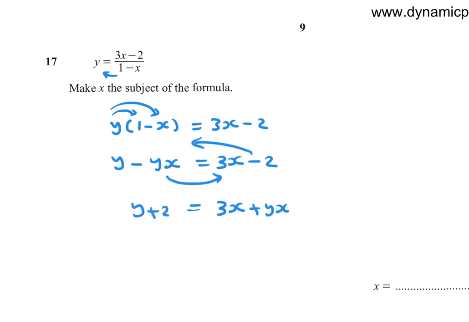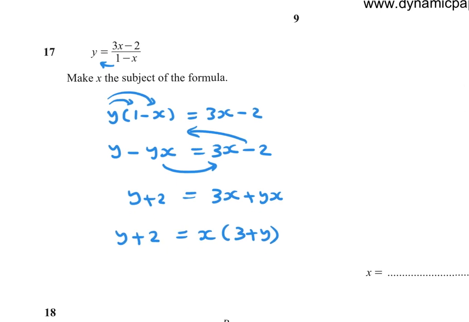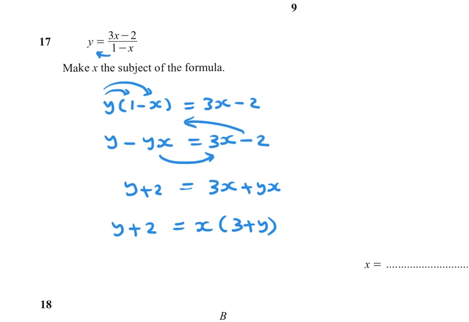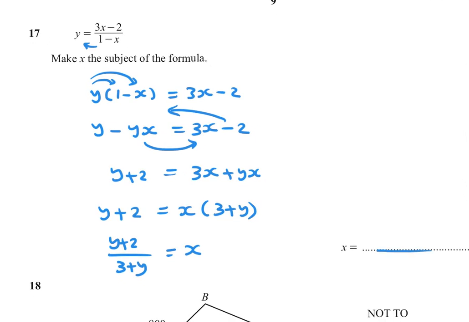Now you have x and x, so take x common: x times (3 plus y) equals y plus 2. Then 3 plus y goes to the other side by division, so x equals y plus 2 over 3 plus y.